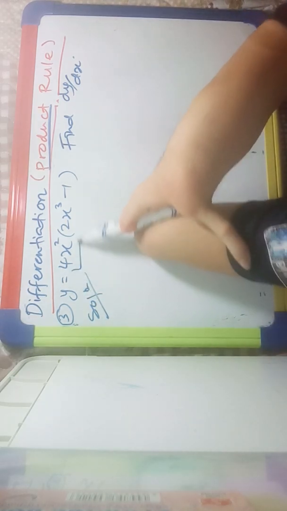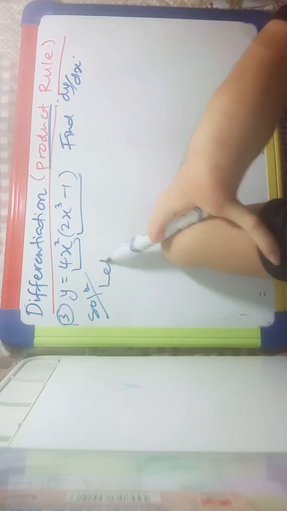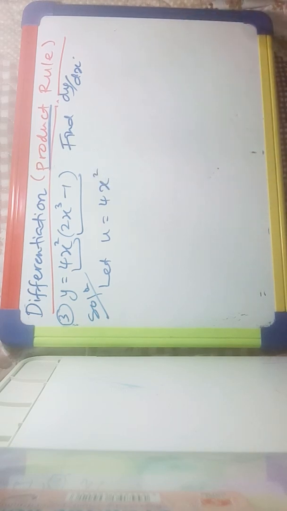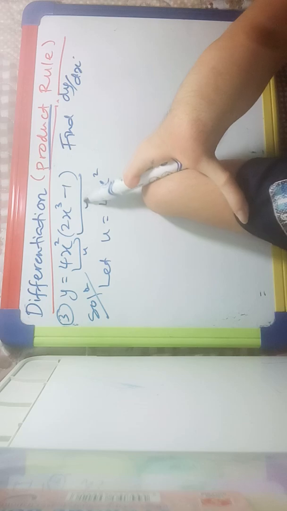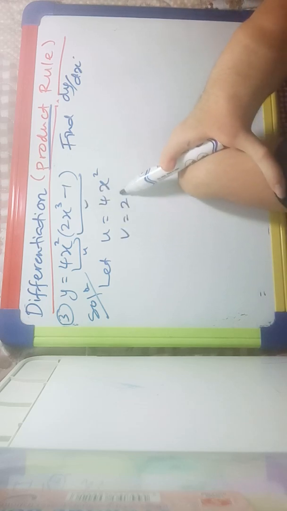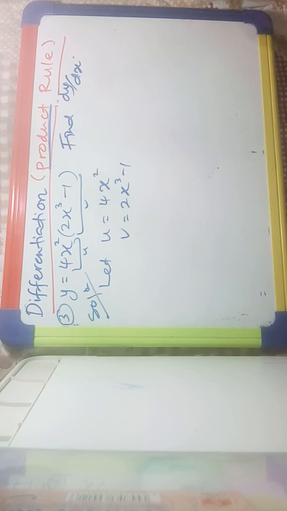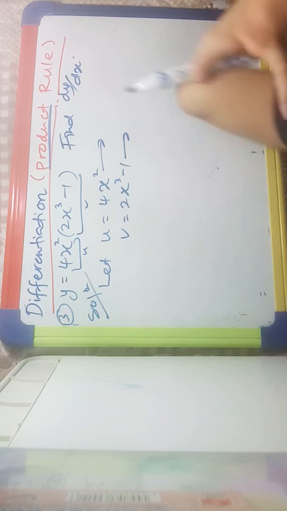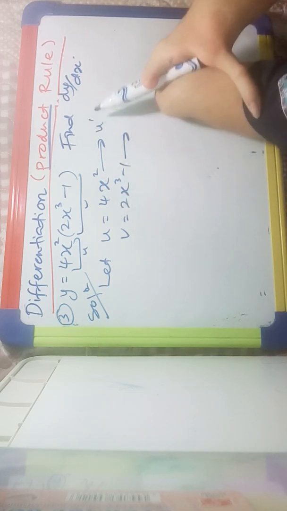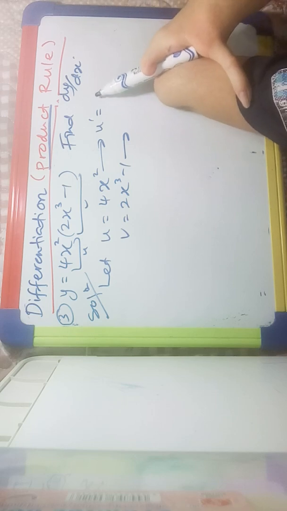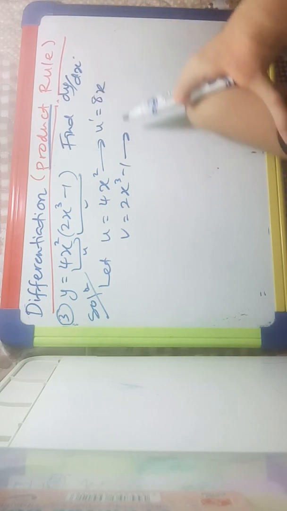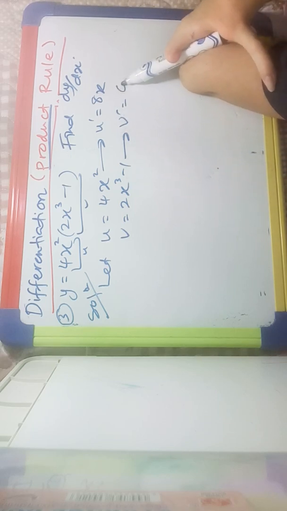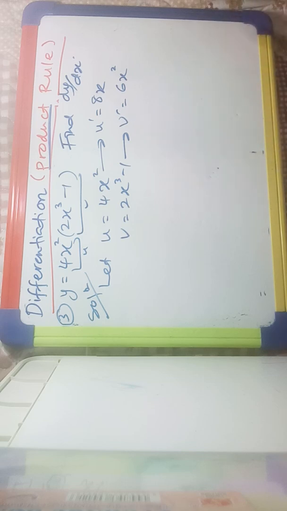Okay, so using the product rule, we let u is equal to 4x square, v. So this is u, this is v. So v is equal to 2x cube minus 1. Like I told you, differentiate each of them. So differentiate u. I will write it down like this, u prime, meaning du over dx, equal to 8x. So this one I will write v prime. v prime means dv over dx. So this is 6x square.